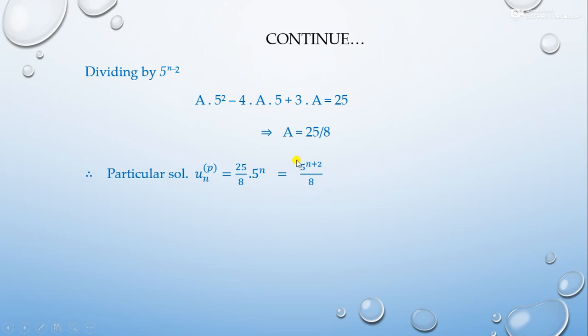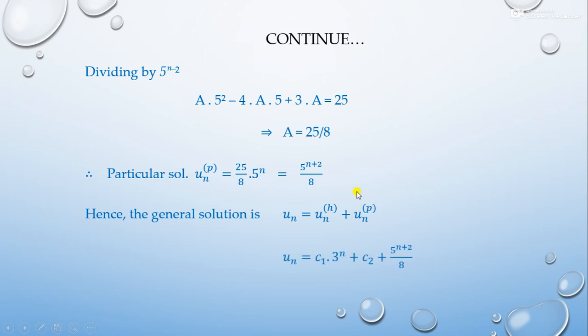So what is the general solution of this complete non-homogeneous recurrence relation? That is the homogeneous solution plus the particular solution. Now this is our complete solution: C1 3 raised to the power n plus C2 5 raised to the power n plus 2 by 8. So this is our complete solution of the given recurrence relation.